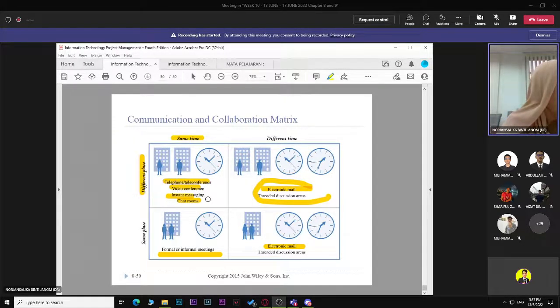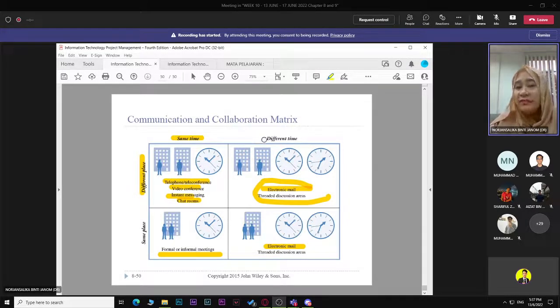Muhammad Hafiz ada ke? Muhammad Hafiz, Muhammad Nasiruddin. Are you there, Hafiz? Ada. Hafiz kat mana, Hafiz? Ada. Dekat kedai makan ke? Bukan kan? Rumah. Okay. Baik, Hafiz depan komputer. Alright. Kod multitasking ke? Rumah. Okay, rumah. Okay, thank you.